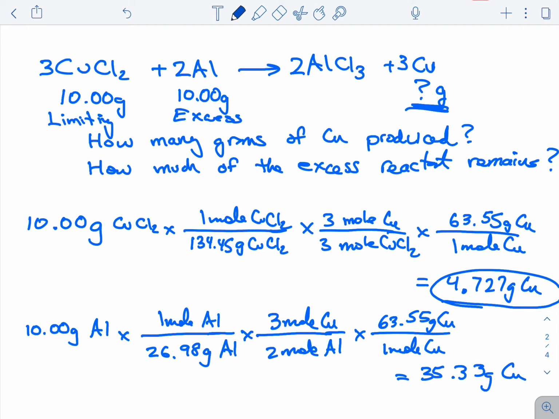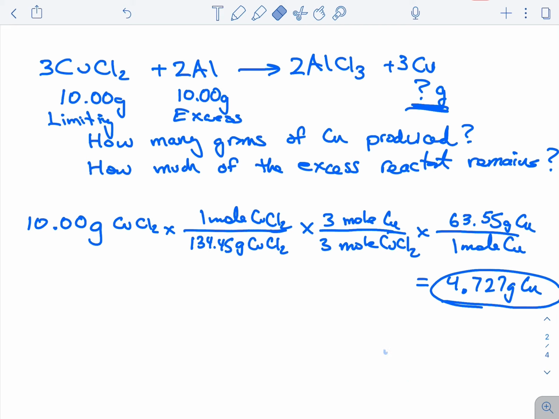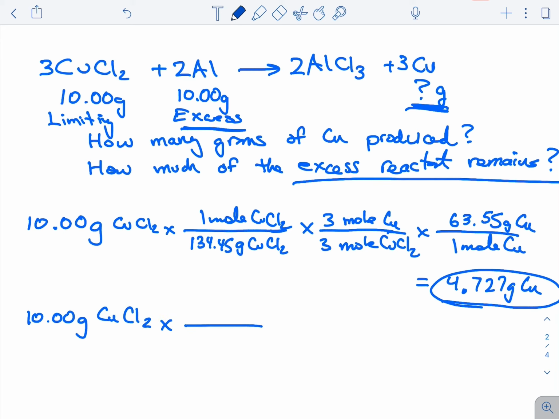Okay, so I'm going to go ahead and clear off this lower part here because we don't need that anymore. All right, and we're now going to do the second part of this calculation, which is how much of the excess reactant remains. Well, the excess reactant is the aluminum. So we're going to start with the 10.00 grams of the limiting reactant, copper chloride, and we're going to go over to aluminum and see how much that uses up. So this is 134.45 grams of copper chloride per 1 mole of copper chloride.